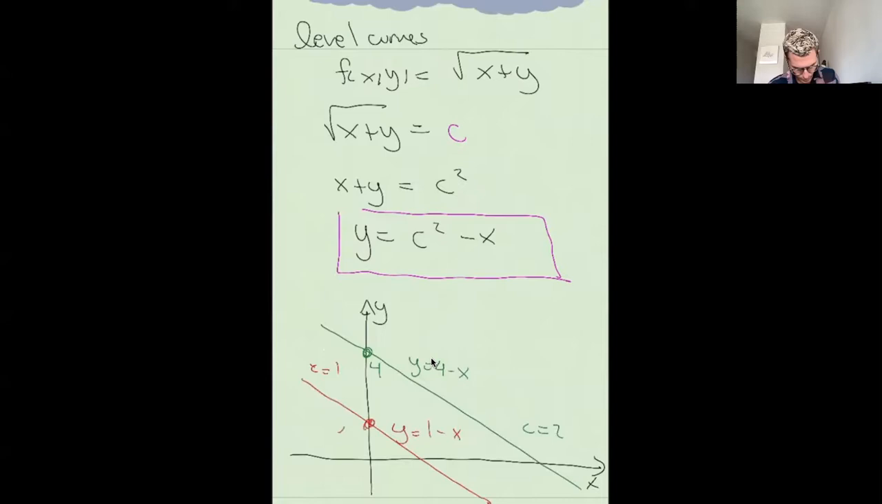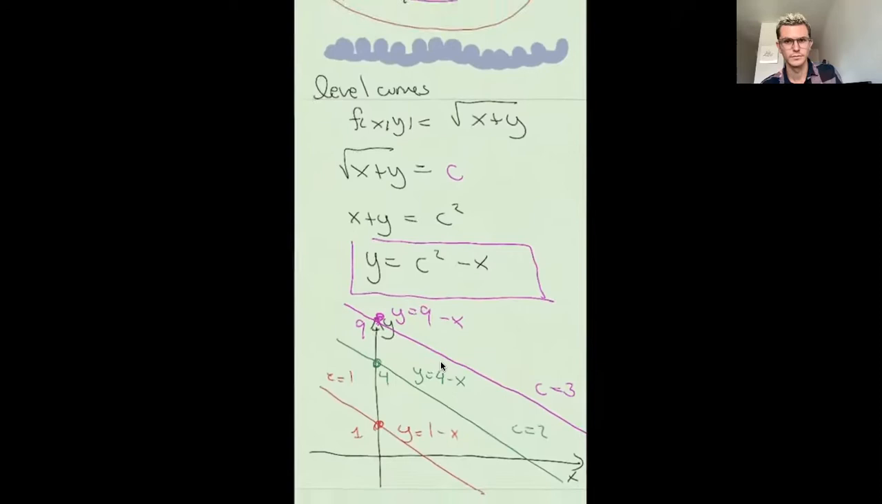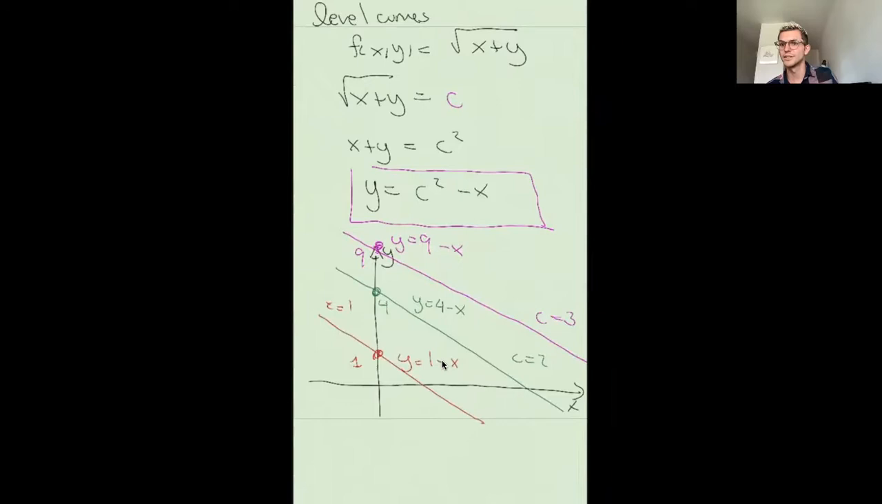And if you choose, say, C equals 3, then you get y equals 9 minus x. So in a 3D graph, would this just be a plane? So let's check it out. So the level curves, right? What that means, you have to be more careful because that means that above each of these lines, right?